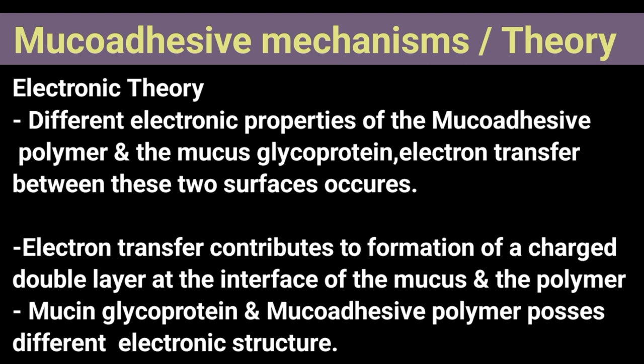So electron transfer contributes to the formation of a charged double layer at the interface of the mucus and the polymer, which is helpful to make a bond between the mucous membrane and our formulations. So mucin glycoprotein and mucoadhesive polymer possess a different electronic structure. Yahan pe dono ka electronic structure different hai. So the basic thing is the transfer of electron from one surface to another surface and to establish the contact between these two layers.